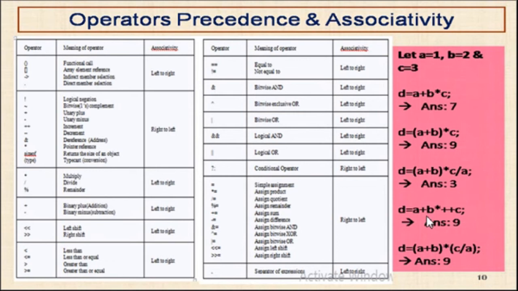Then B is equal to A plus B star plus plus C. Three operators are available in this expression: plus, star, and plus plus. Among these three, plus plus has the highest priority, as you can see here. From the top, plus plus is the unary increment operator and has the highest priority when compared to star and plus. So plus plus has the first priority, star second, and plus third. So this will be executed first. C is 3, plus plus 3 is 4, then 4 into B, 2, 8, 8 plus A, 1, 8 plus 1, 9.